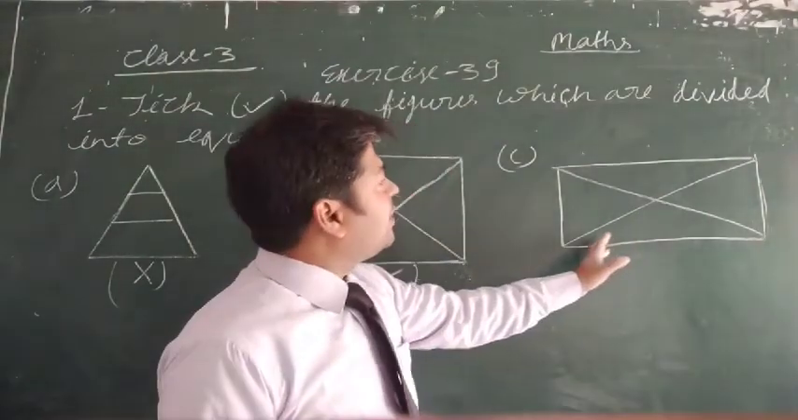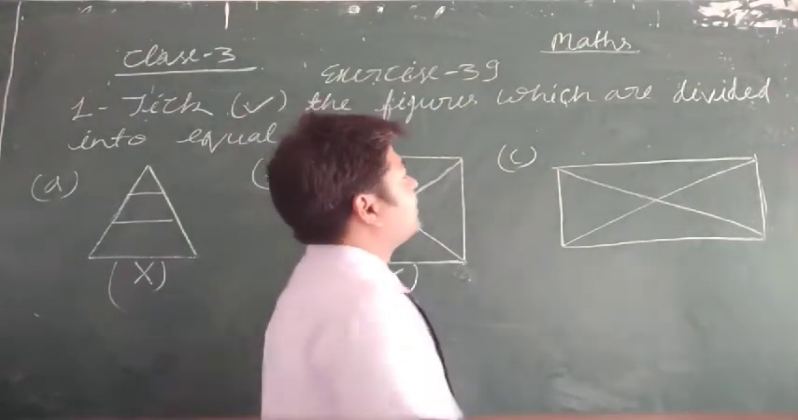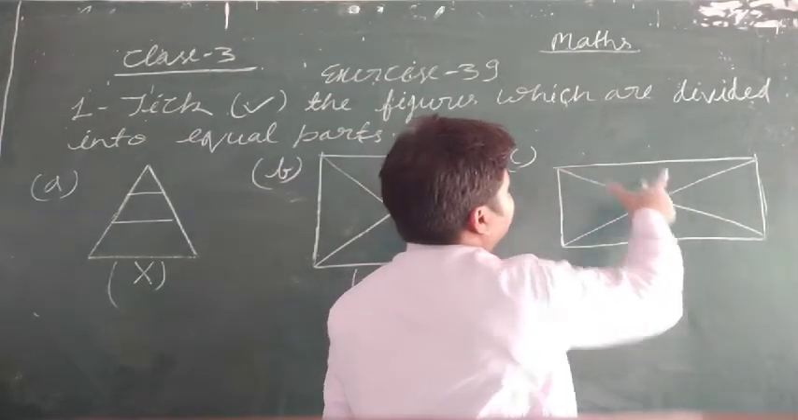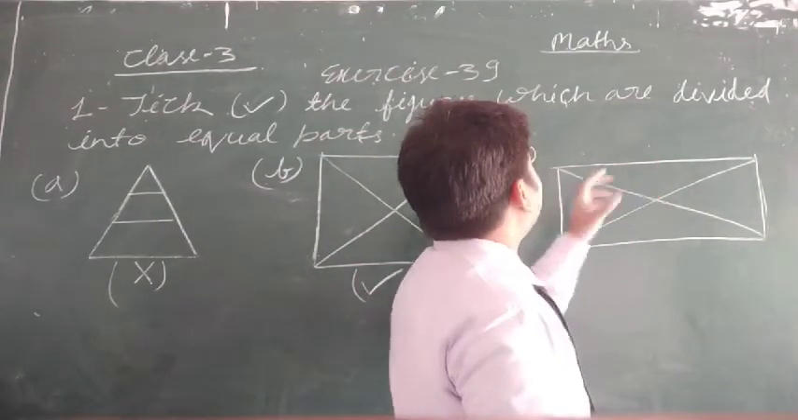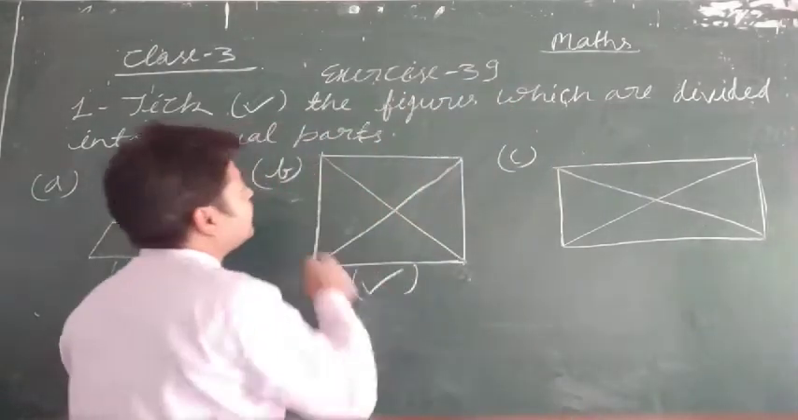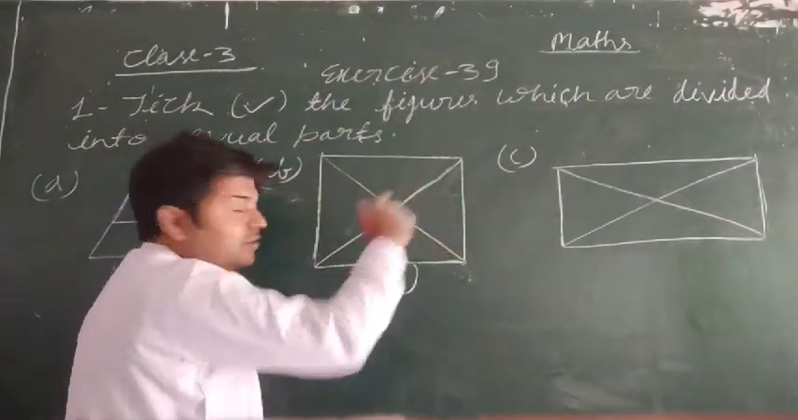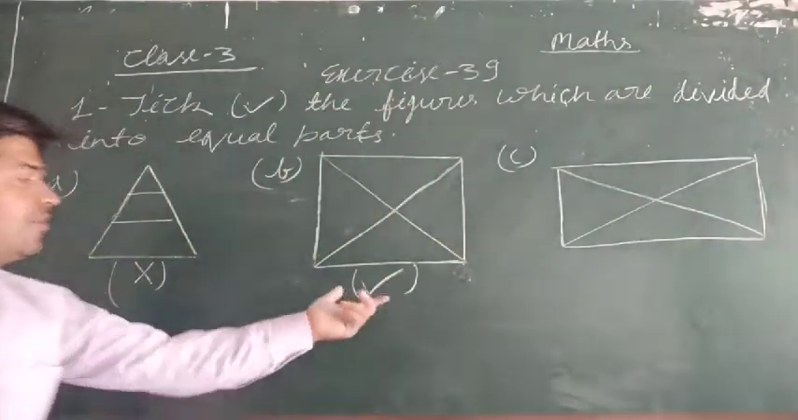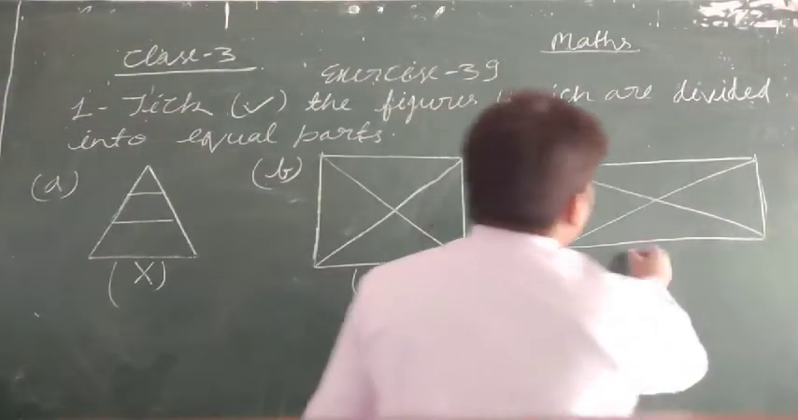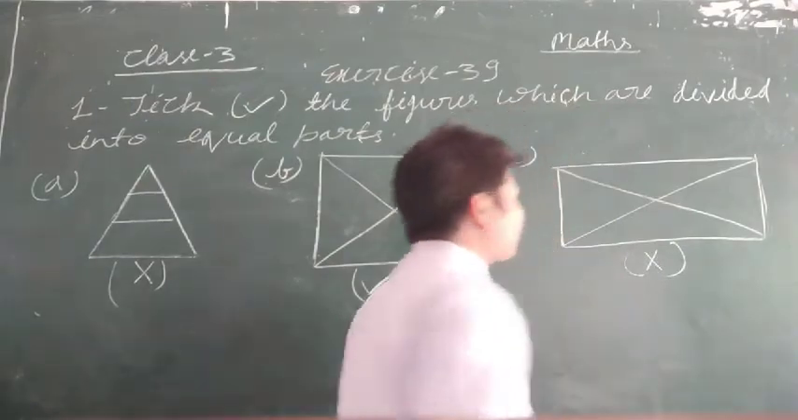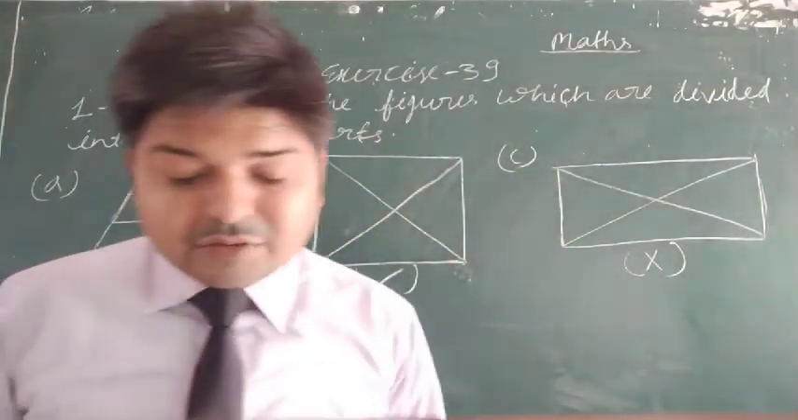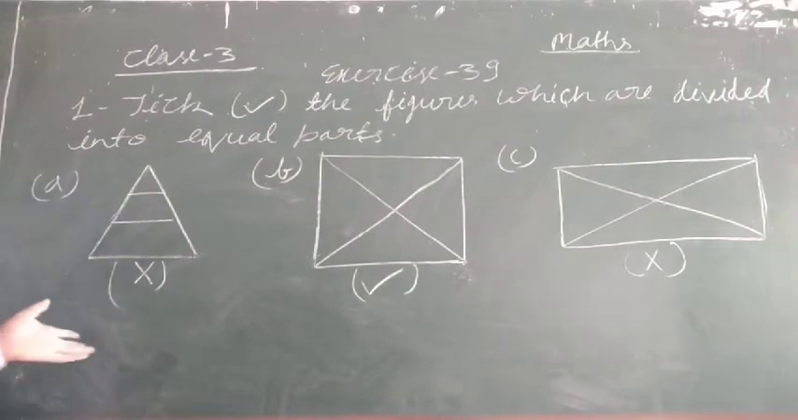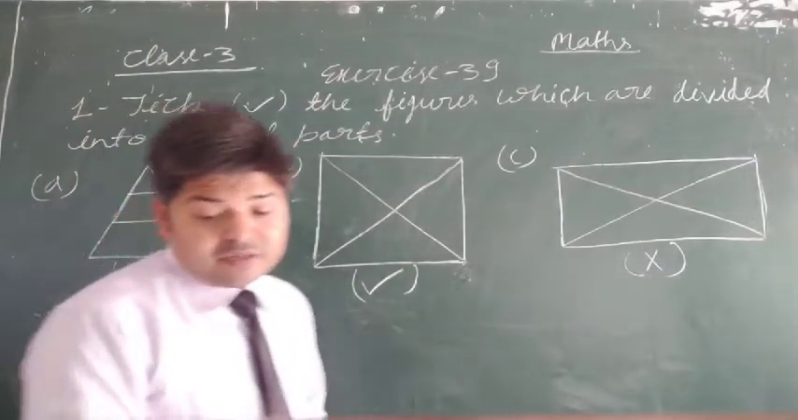No, this is not divided into equal parts because this is smaller and this is greater. This line is long and this is smaller. Here all the lines are equal. Four sides are equal. That's why this is divided into equal parts. Okay, and this is not divided into equal parts. So like this you have to solve the first question.